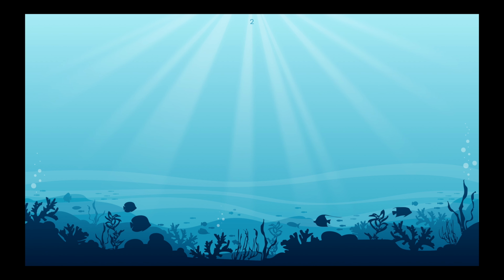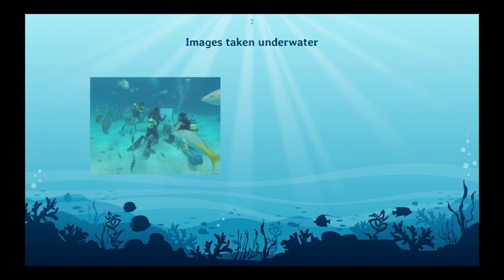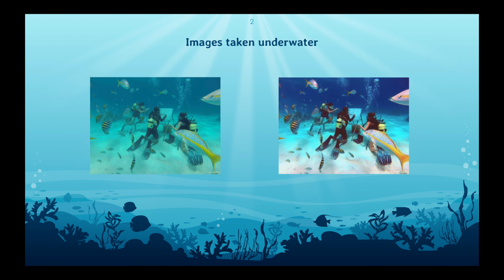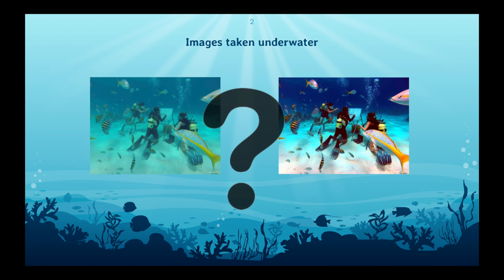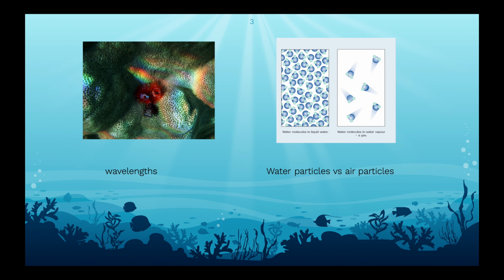Images taken underwater usually have a blue-green filter and they lack warmer colors such as red and yellow. And here's a processed image, and as we can see, some of the colors missing in the previous one were restored. Now, the question is what causes this poor quality in images taken underwater and how do we solve it? There are two main factors.